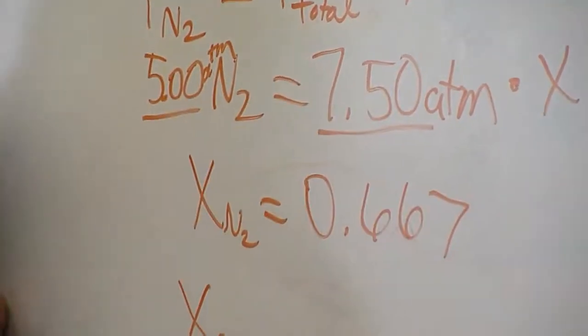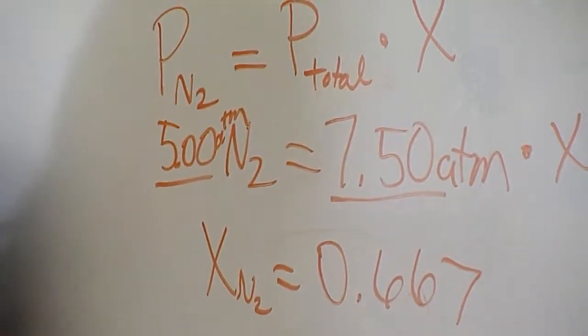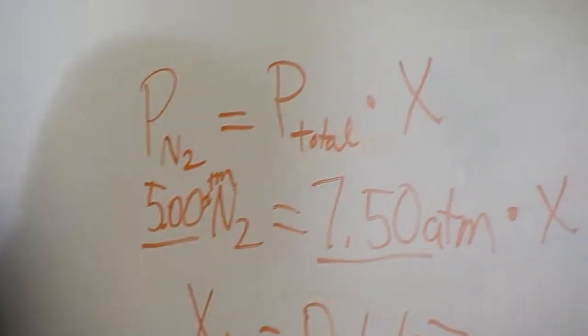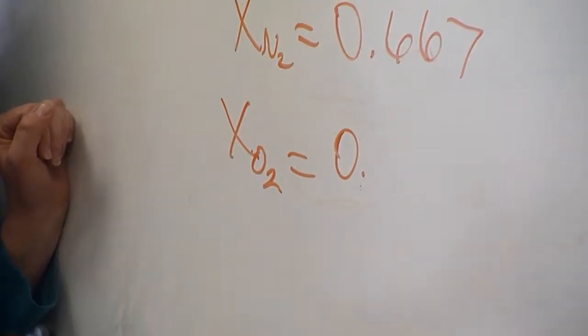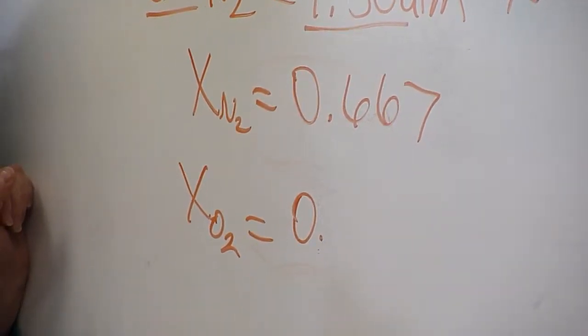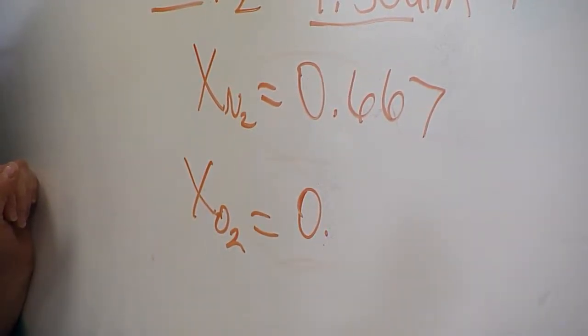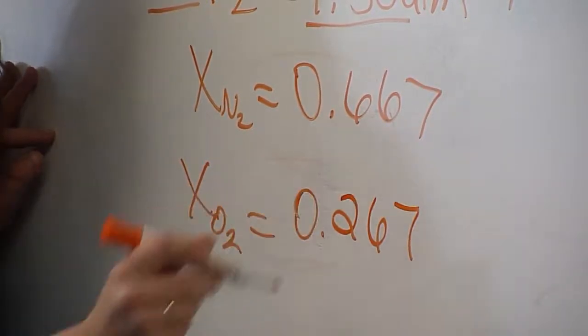2 divided by the total pressure for oxygen. Well, 2 divided by 7.5 will be some sort of fraction. Mole fractions are always less than 1. It's 0.267.